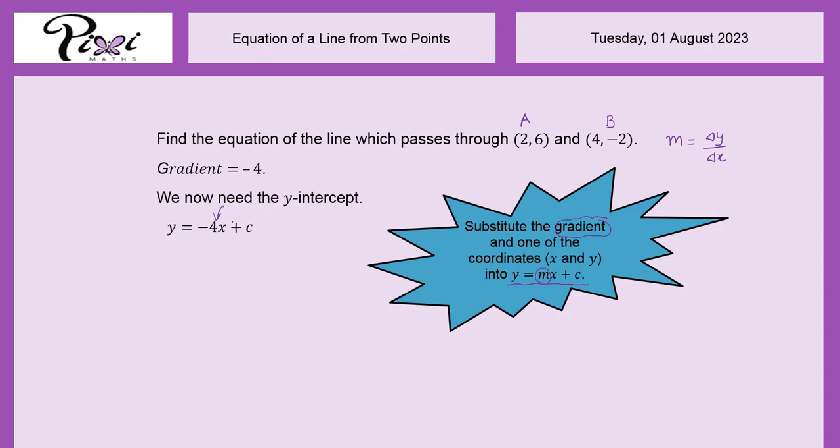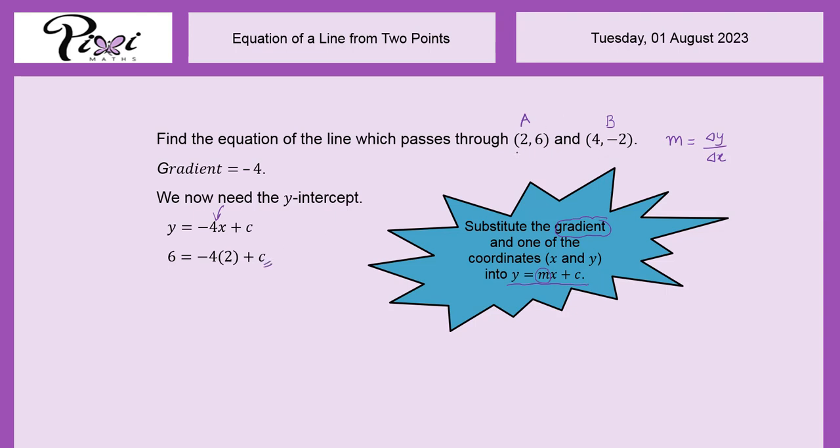Moreover, you can choose any one of these 2 points that the line passes through. You could either take (2, 6) or you could take (4, -2). Either of these 2 points can be chosen in order to find out the value of c, because the line passes through both of these points.